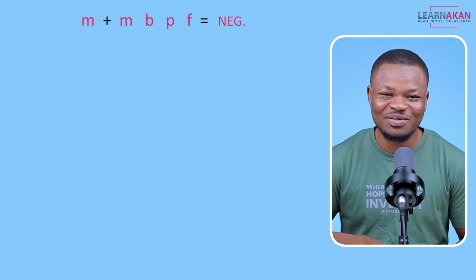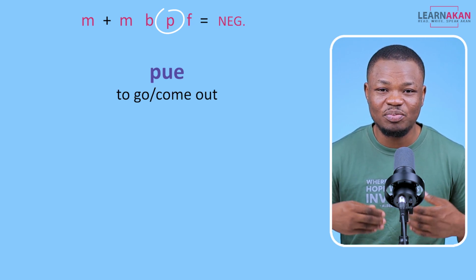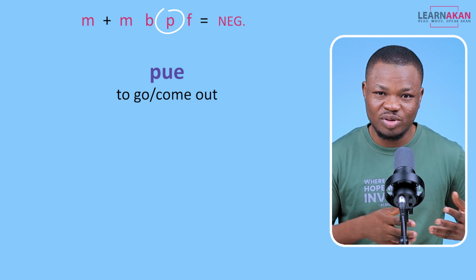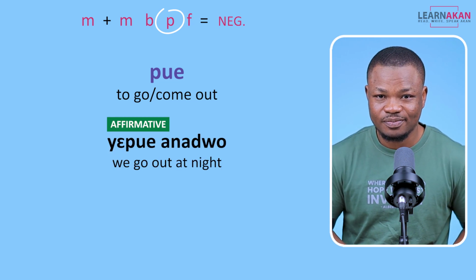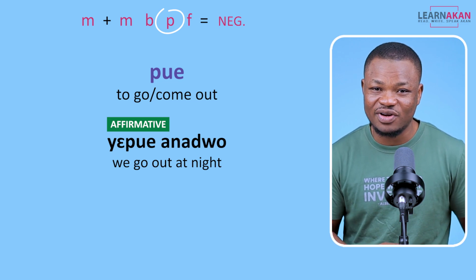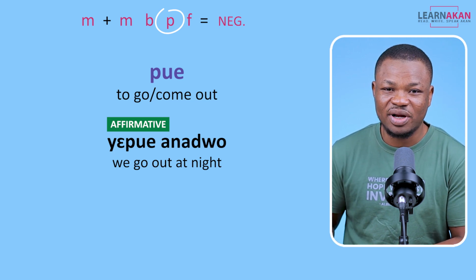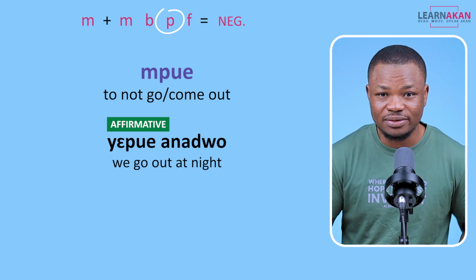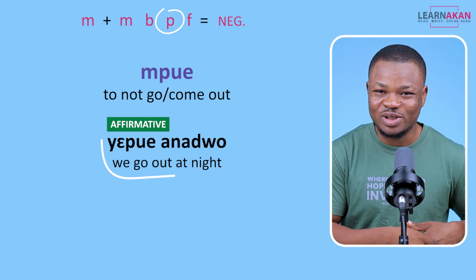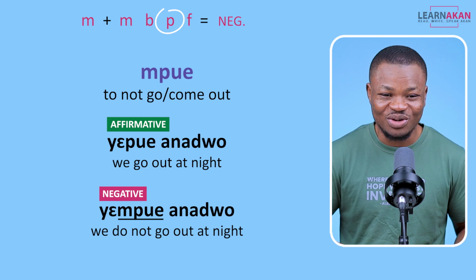Let's see another example. This time we are using a verb that starts with the letter P. The verb here is pie, which is to go out. To use this in a positive sentence, we'll have yepie anjo. We go out at night. Now to form the negative of this verb, since it starts with P, which is part of the four that we listed, you just bring before it, and then we have mpie. So if we use this to negate the positive sentence that we had, it will change into yempie anjo. We don't go out at night.